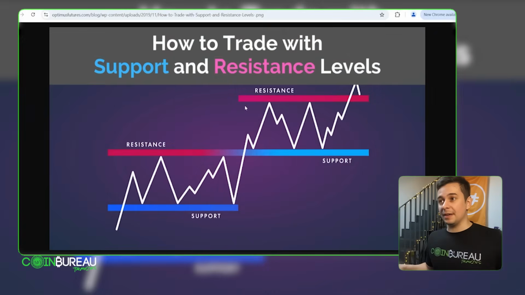So guys, we have a very nice example chart here from Optimus Futures about how support and resistance work. You can imagine support and resistance as imaginary lines where prices struggle to get above. If prices are rallying, it's a level that they struggle to get above, and if prices are falling, it's a level where typically people will buy and where prices will bounce.